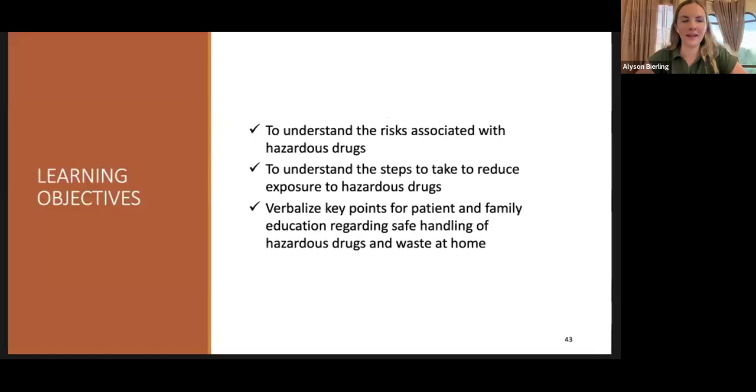So the learning objectives of this portion of the lecture today is to understand the risks associated with hazardous drugs, to understand the steps that we should be taking as care providers to reduce exposure to hazardous drugs. And then hopefully by the end, you will be able to verbalize key points for patient and family education regarding safe handling of hazardous drugs and waste at home.